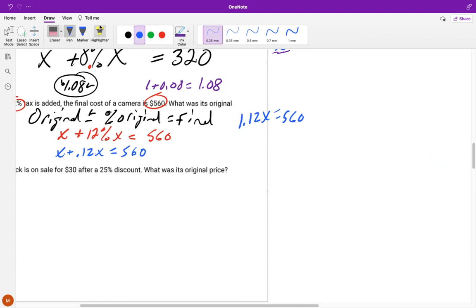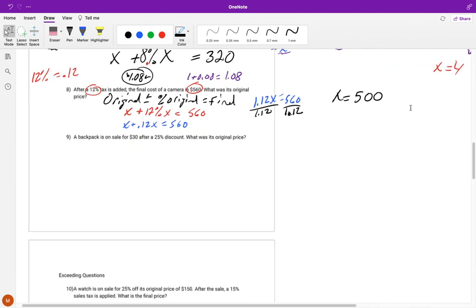So then to solve for that, well, if these two numbers multiply to give me 560, I can then divide by 1.12. And X is then equal to 500. So that means that our original amount before the tax was $500. Right, so that is one way we can do it. And if that's a way that makes sense to you, then by all means, continue to do that.